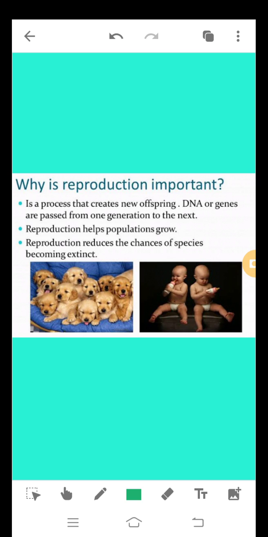And the third point is reproduction reduces the chances of species becoming extinct. That means if suppose a particular species stops reproduction, then after a few years that species will not be seen on the earth. It will get extinct. So this extinction of a species is reduced or is prevented because of reproduction. So therefore, reproduction is very important because this is the process due to which life is continued on the earth.